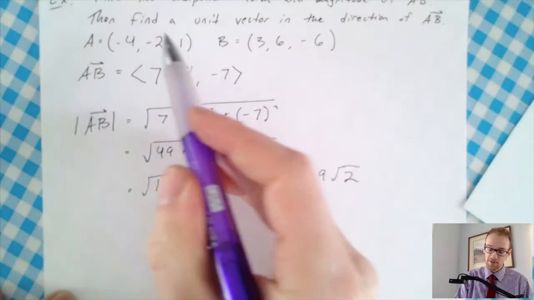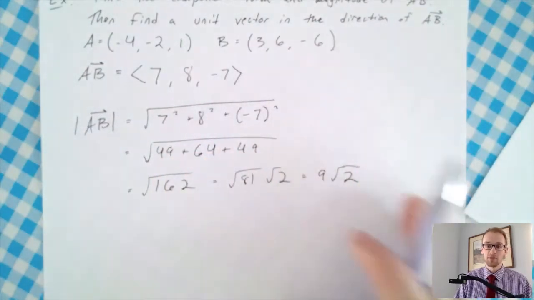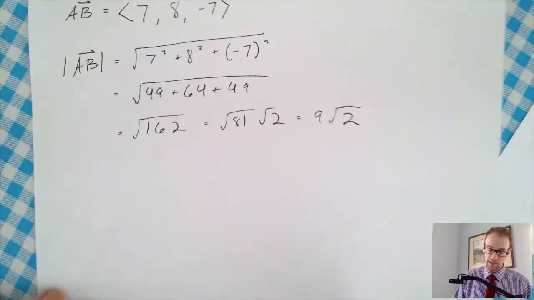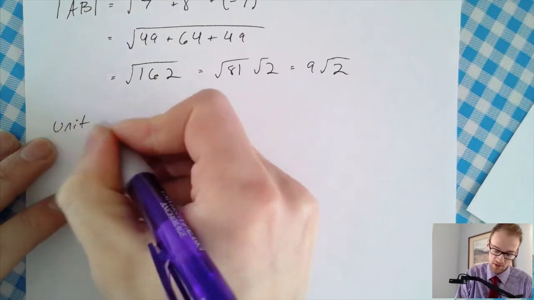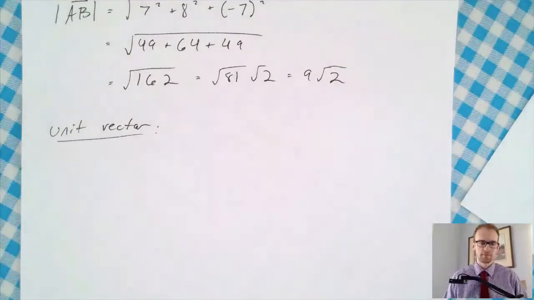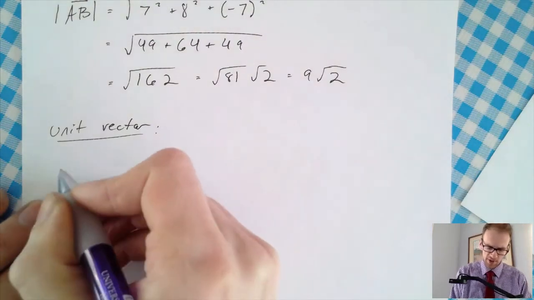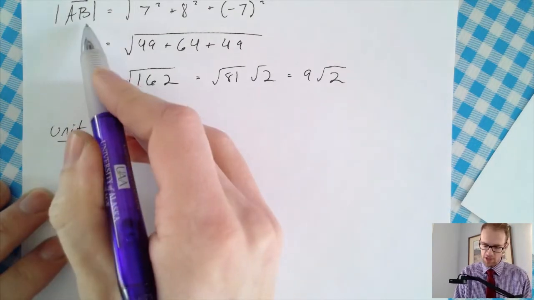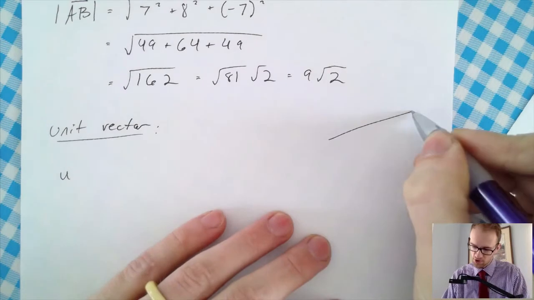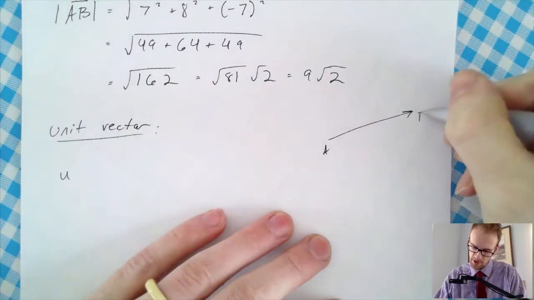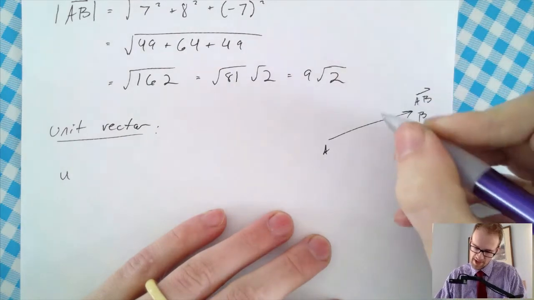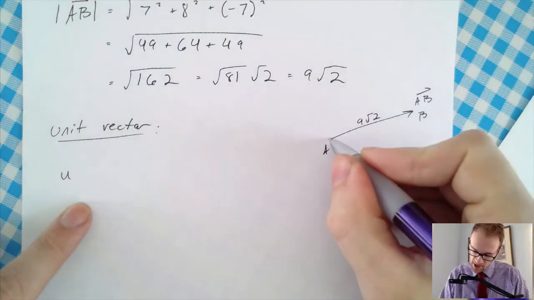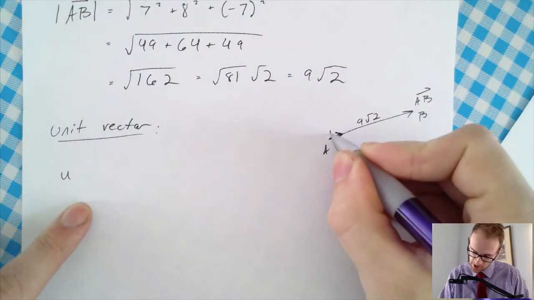That's done. Now we need to find a unit vector in the direction of AB, and I'm going to focus this thing another time. Okay, so let's do that. Unit vector. So I'm going to give my unit vector a name, U. Okay, and my vector U is in the same direction as the vector AB. So I'll just draw a picture to help you guys think about this. Here's A, here's B, here's the vector AB. And we know that it has the length, or the magnitude, 9 root 2. And I want to make vector U in the same direction as AB, but only have a length of 1.